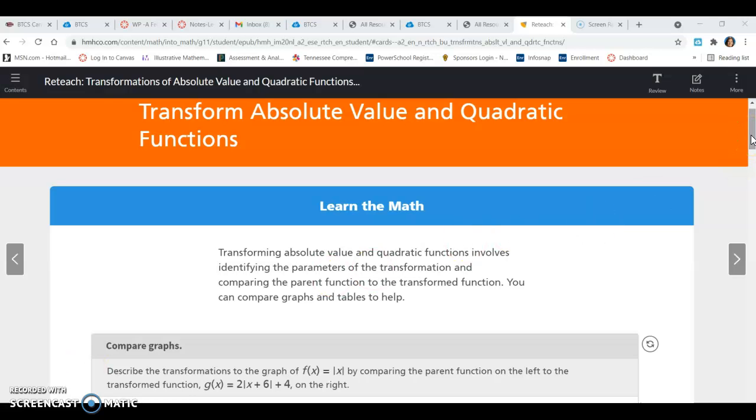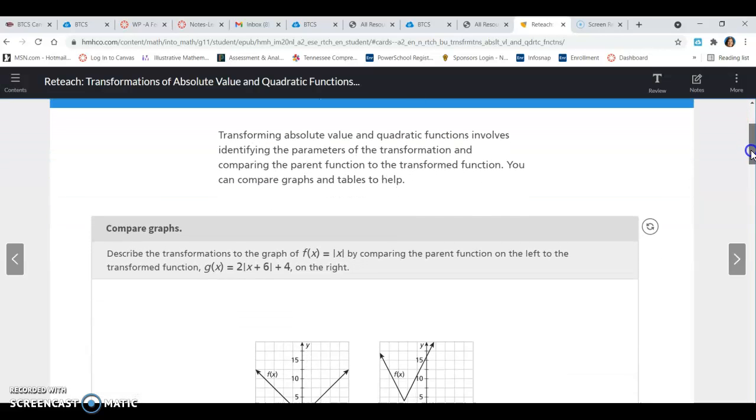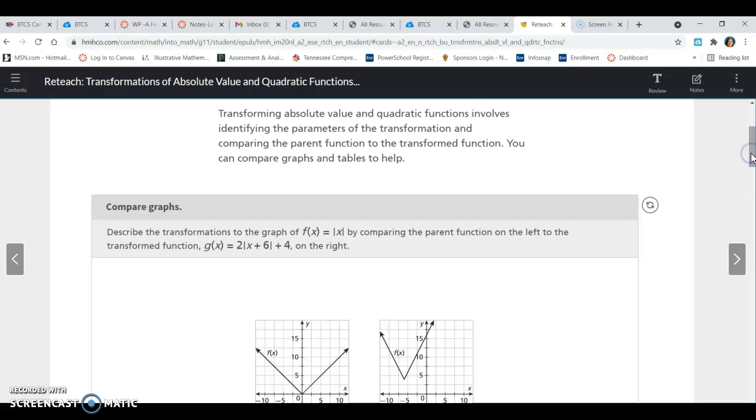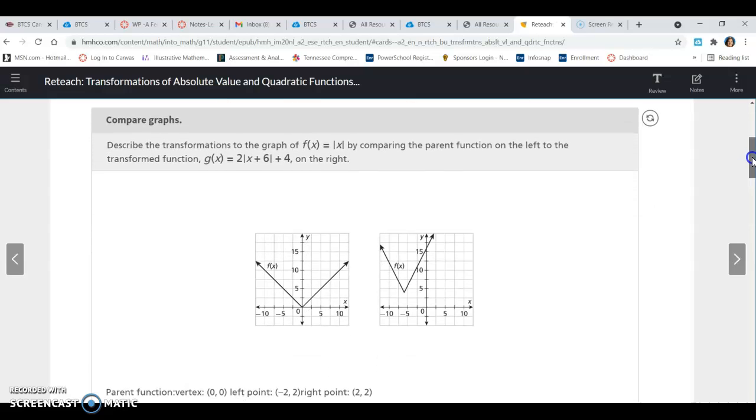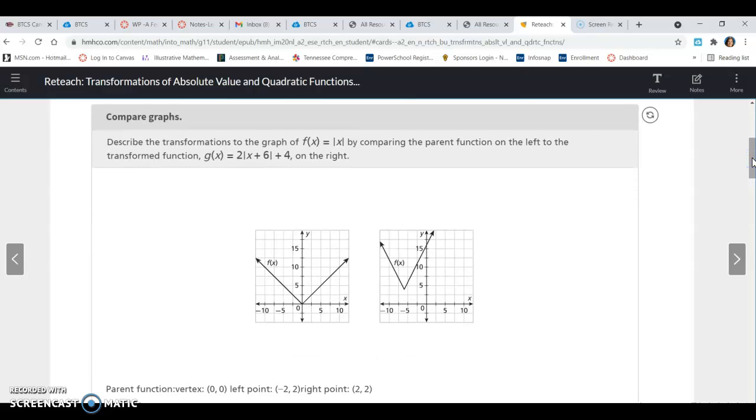All right, transform absolute value in quadratic functions. Transforming absolute value in quadratic functions involves identifying the parameters of the transformation and comparing the parent function to the transformed function. You can compare graphs and tables to help. Compare graphs. Describe the transformations of the graph f of x equals absolute value of x. Remember, that's your parent function here, by comparing the parent function on the left to the transformation on the right. So this is your parent function. This is the absolute value parent function. Again, it's always going to be a V shape if it's absolute value.